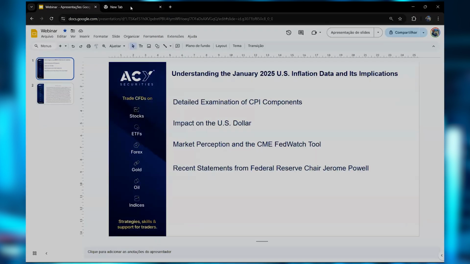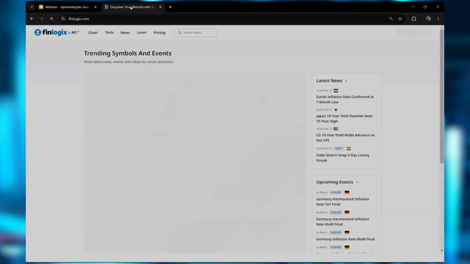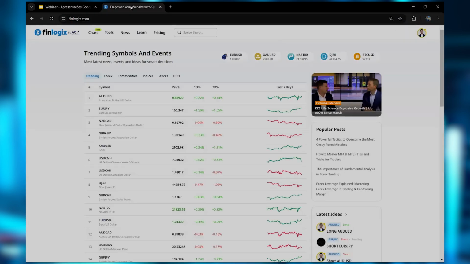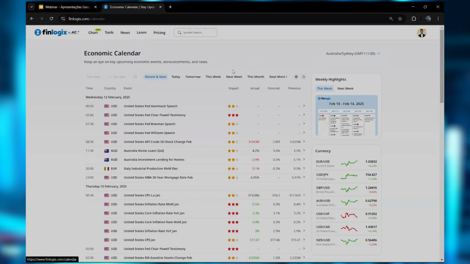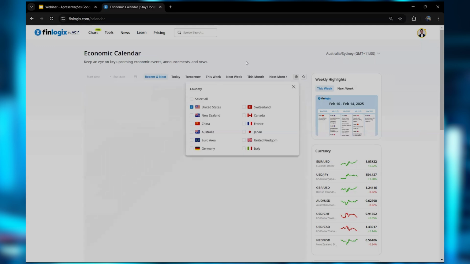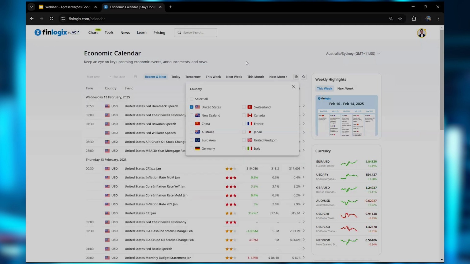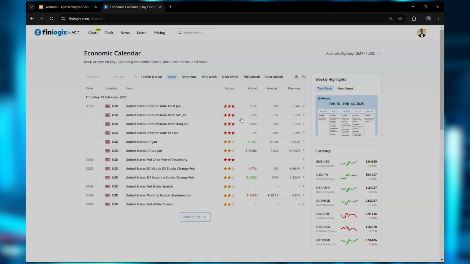So the first thing is CPI. I want to give a very brief introduction on what the CPI is. For that, we're going to come here into FinLogics, then to Tools, Economic Calendar, and select only the United States. I get confused by US dollar and USA all the time, so sorry for that. And we're going to select today. And there we go. This is what we're going to be talking about.